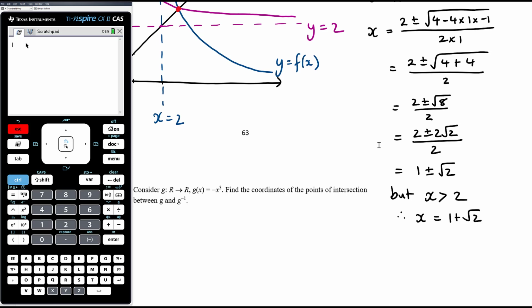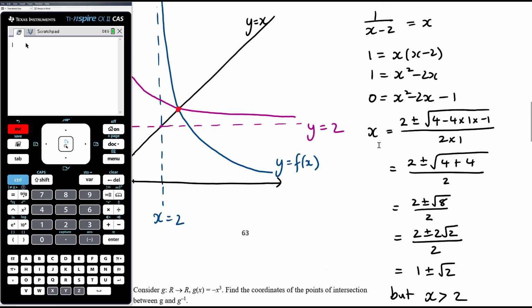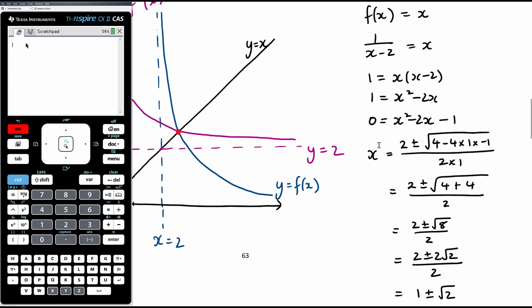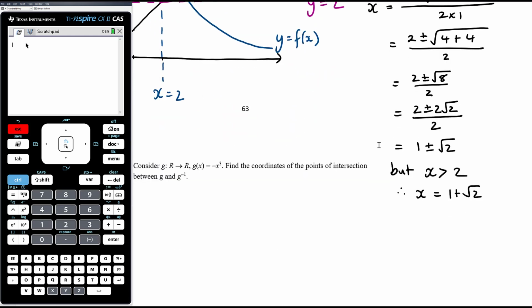Okay. Now the other advantage is that's the x coordinate of the point of intersection, but what we've got to remember is, so 1 plus root 2, is that it's on the line y equals x, so the y coordinate will be the same as the x coordinate. So once you've found your x coordinate, you've got your y coordinate, so that means that y is also 1 plus root 2, and so therefore your point of intersection is (1 plus root 2, 1 plus root 2).